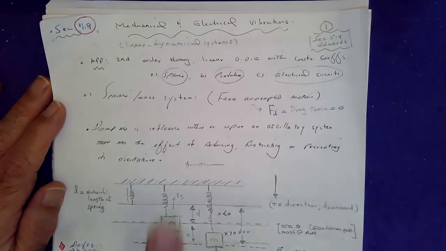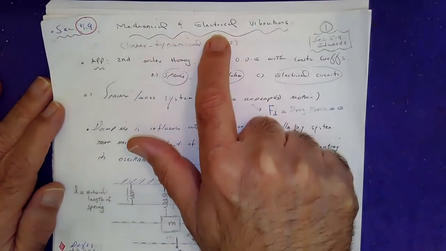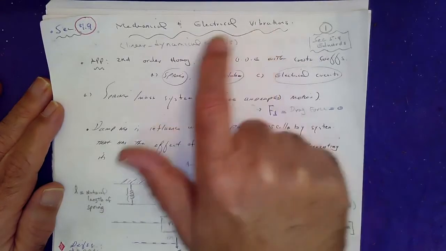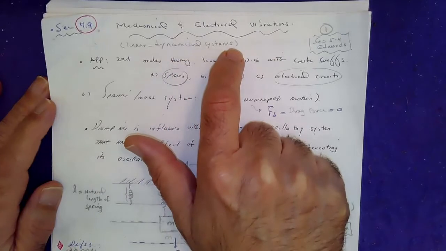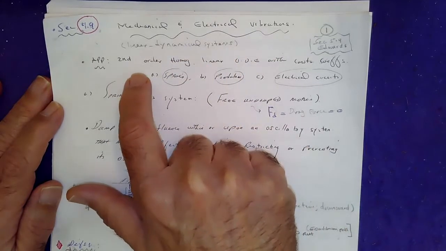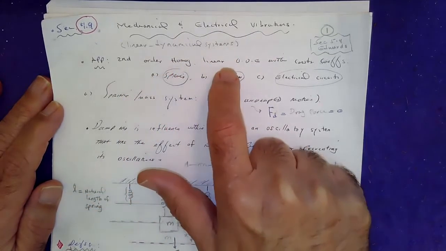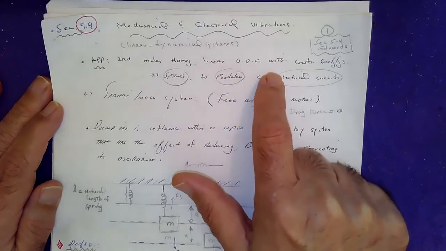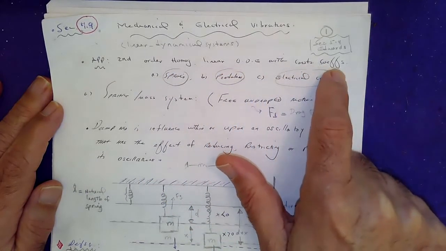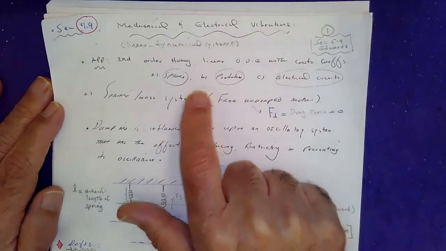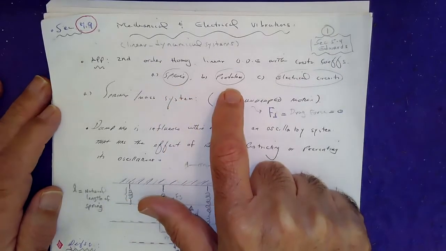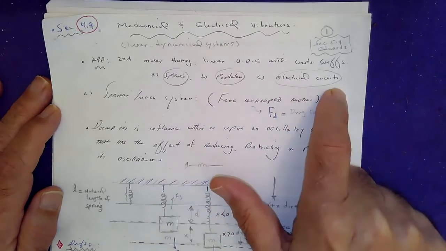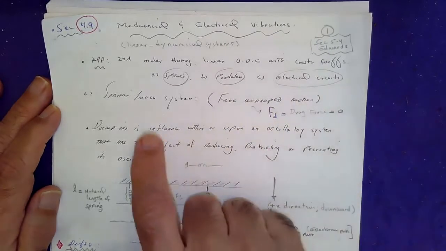Section 4.9, Mechanical and Electrical Vibrations. This is also under the title of Linear Dynamical System. It's the application of second-order homogeneous linear ordinary differential equation with constant coefficients. You can see these applications in spring problems, pendulum problems, and electrical circuit problems.